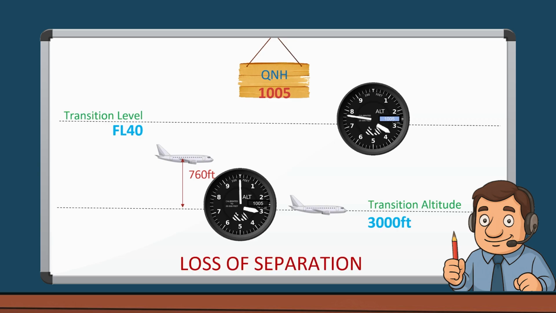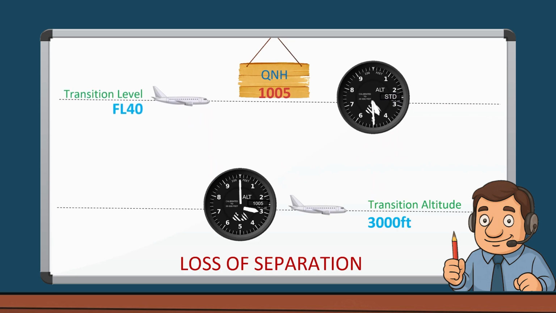And the solution? We need to raise the transition level to ensure that that does not happen. We need to raise it 500 feet to flight level 45. This in turn means that at flight level 45, our pilot is now setting the QNH 1005. His altimeter will now show a little bit less, but it will show 4,260 feet. So now 1,260 feet above our guy at 3,000. That's better. That gives us the minimum 1,000 feet vertical separation.